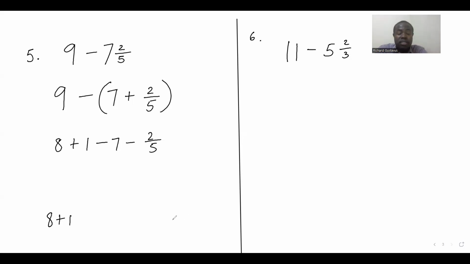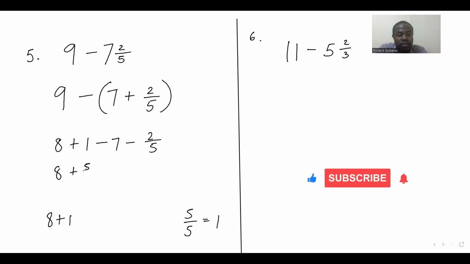Now, guys, we are going to rewrite our 1 strategically such that it includes a denominator of 5. So let's think about it. If we want a denominator of 5, and it must be equal to 1, right? That means our numerator should also be 5. So it's going to be 8 plus 5 over 5 minus 7 minus 2 over 5.